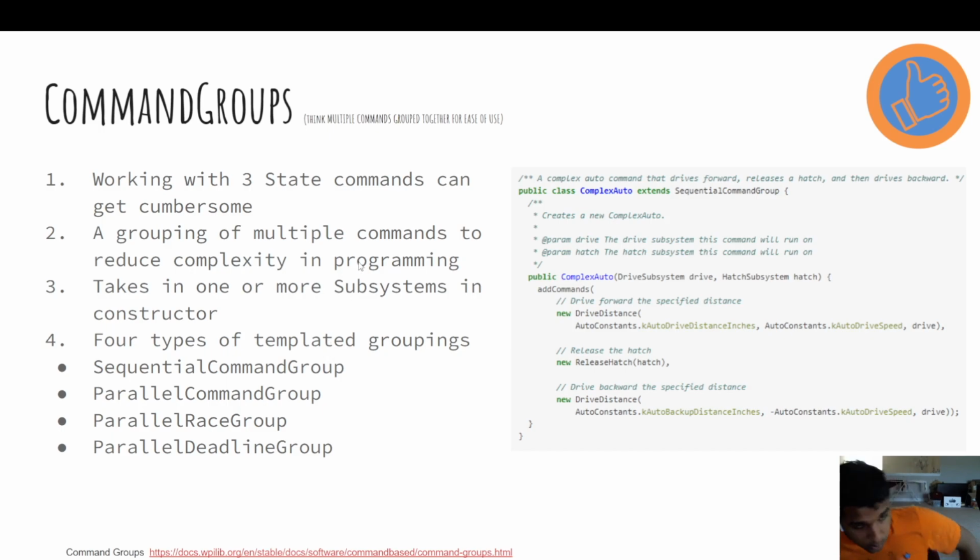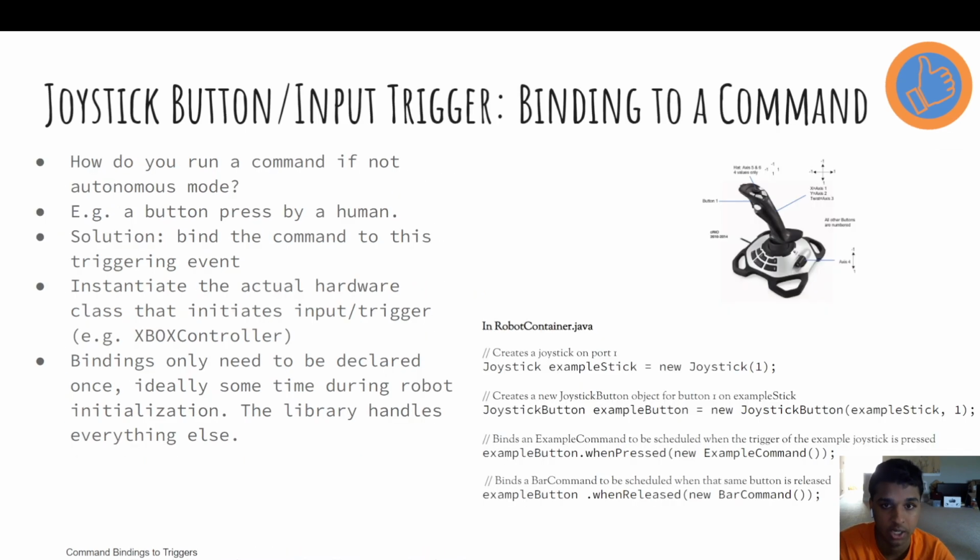Now, command groups are a little bit more down the line. I'm not going to really get into them right now. But basically, just think about command groups as multiple commands happening maybe sequentially or at once, which is called a parallel command group. There's wait commands and a bunch of other stuff, but it's not too complicated.